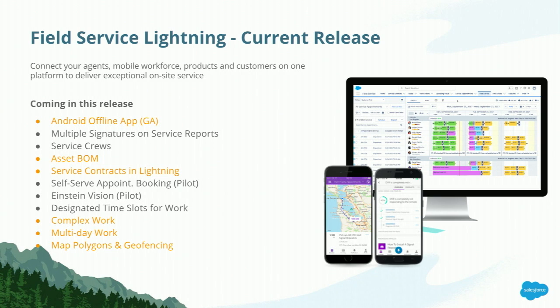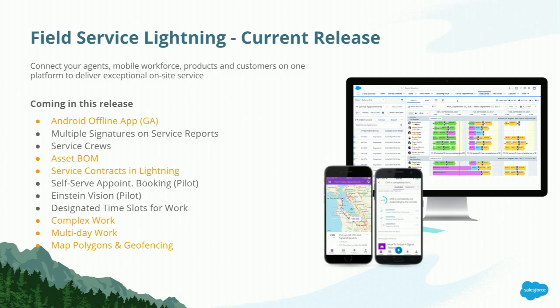Now on the core side of things, we have service crews. Service crews are a team of service resources or field service technicians that work together and need to be dispatched together. We have created the data model right now. You can manually dispatch those teams, and in Spring 18 you will be able to automatically schedule those teams.